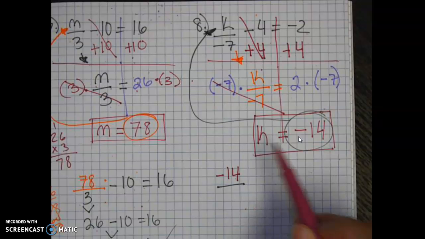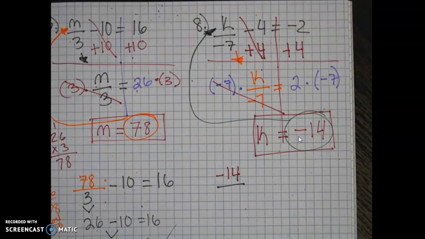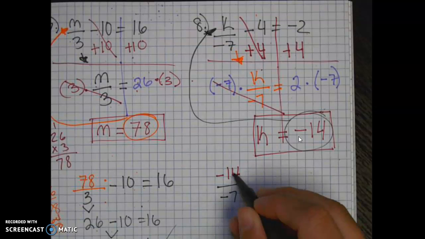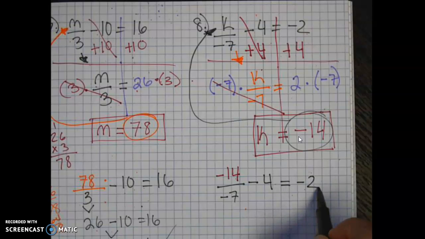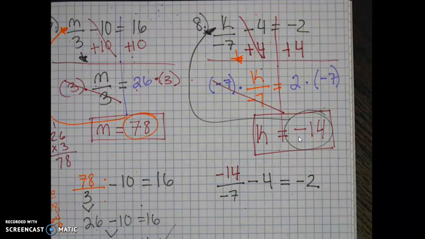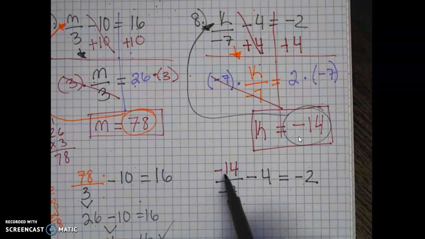K is a placeholder. It holds some number. We know what that number is. It's negative 14. So negative 14 divided by negative 7 minus 4 should give me a negative 2. A negative divided by a negative is a positive. 14 divided by 7 is 2.